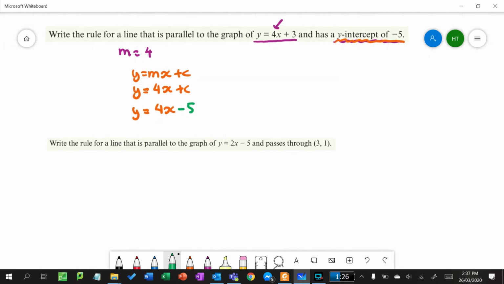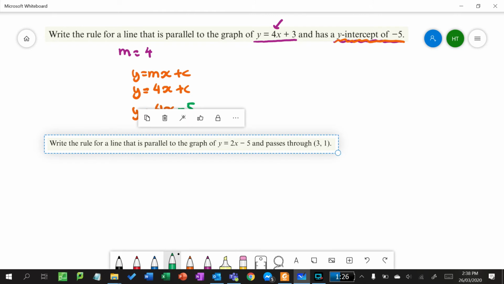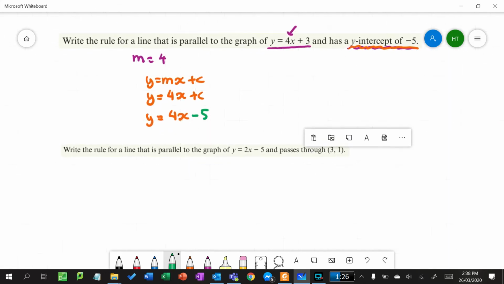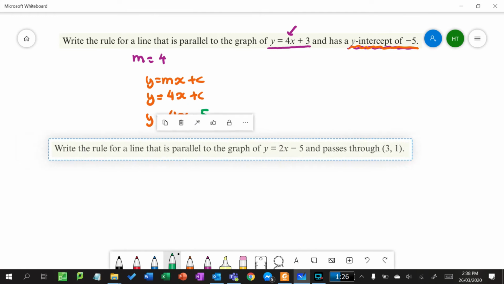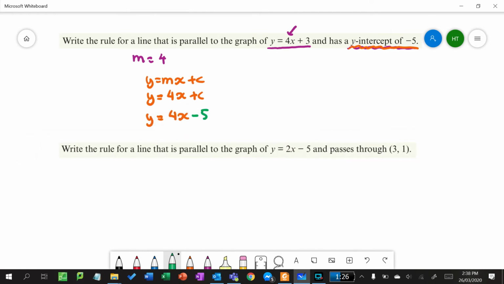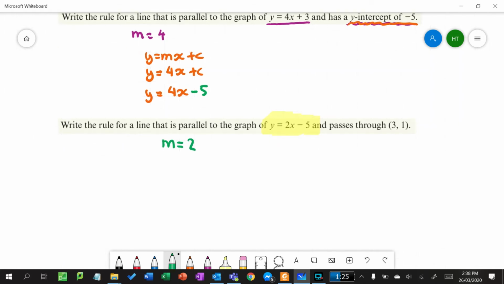Write a rule for a line that is parallel to the graph of y equals 2x minus 5 and passes through the point (3, 1). So, first of all, let's take a look at this graph here. What is the gradient? The gradient is 2. Now let's fill in the rest of the question.